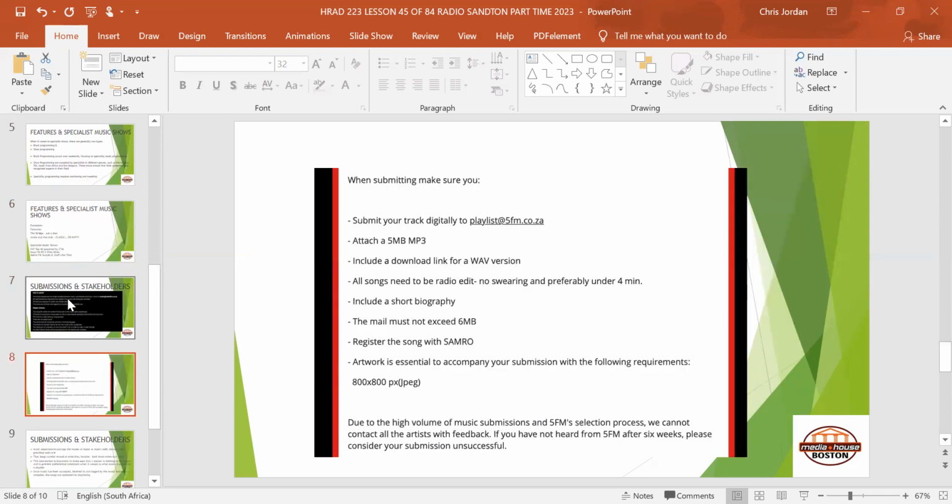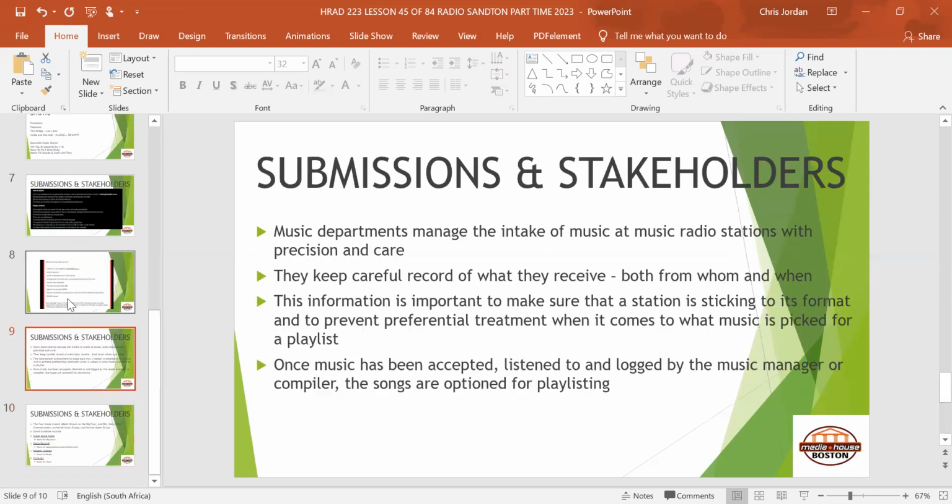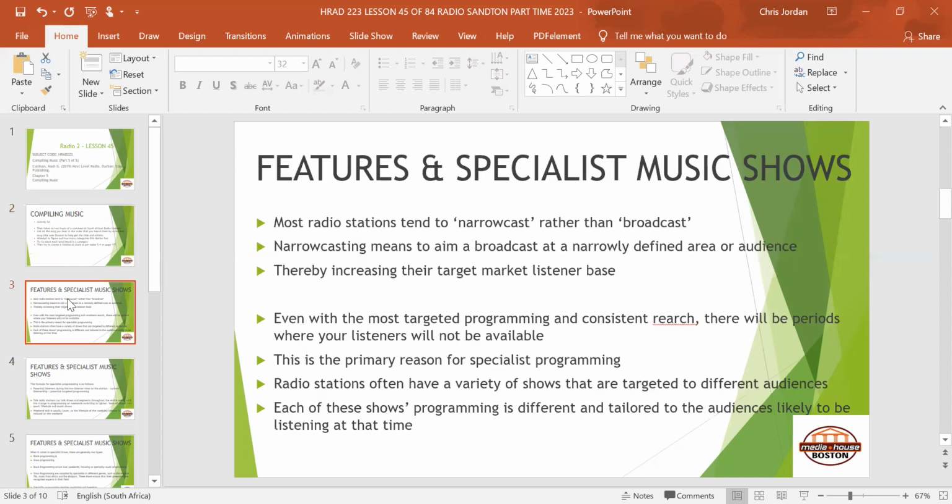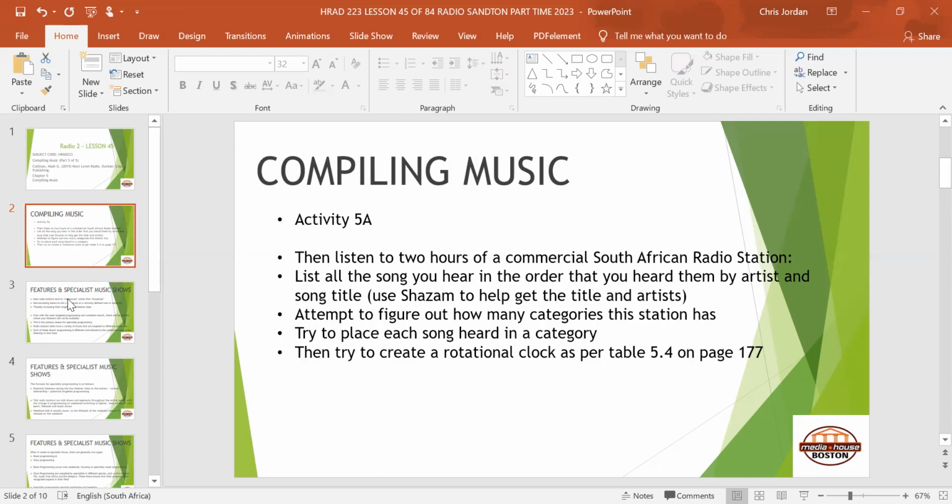Let me just quickly see if I haven't put that in already. There's submission criteria, submissions. Okay, let me just go and refer to page 177. If you look at point number 7, it says design a basic format clock.